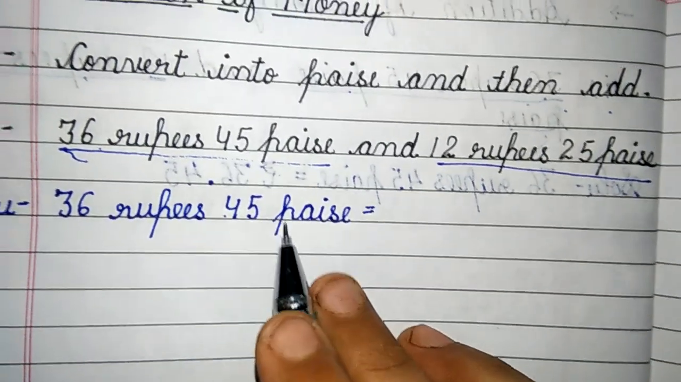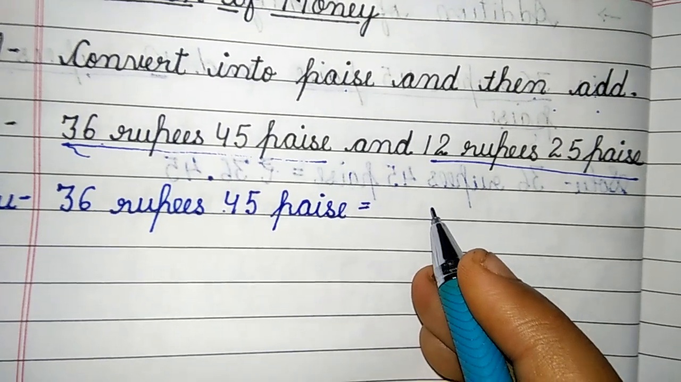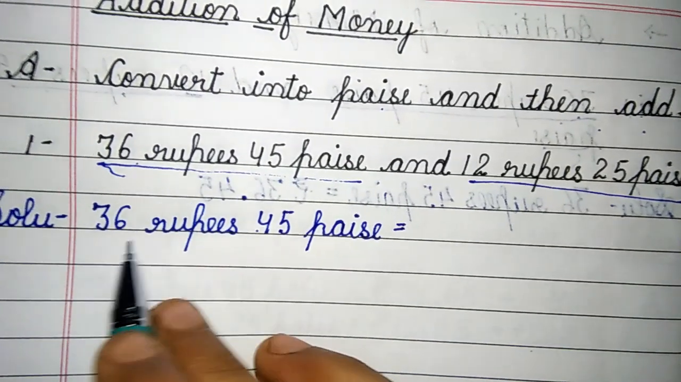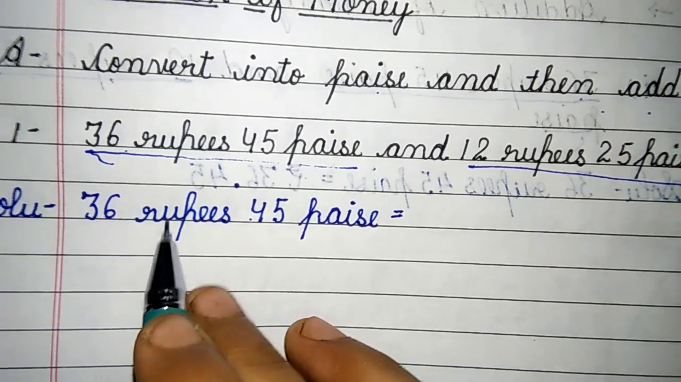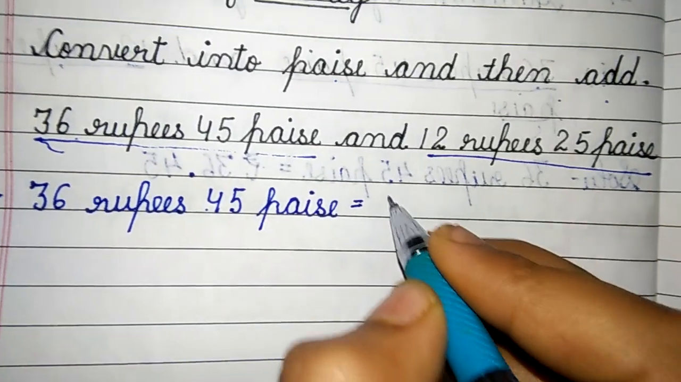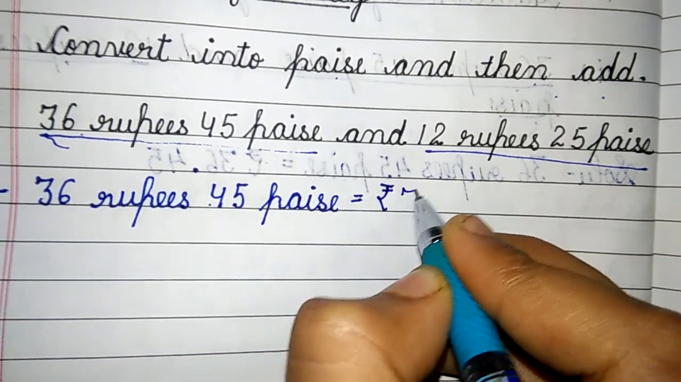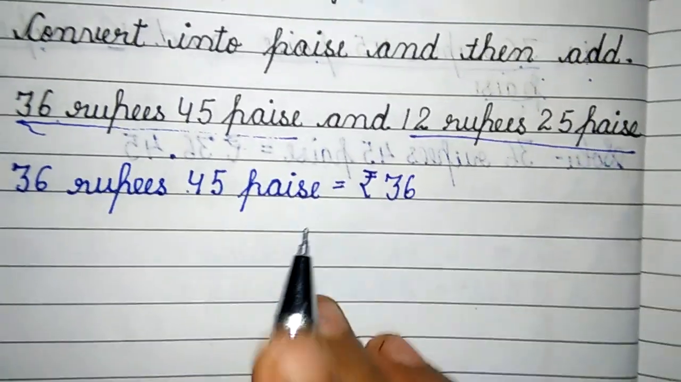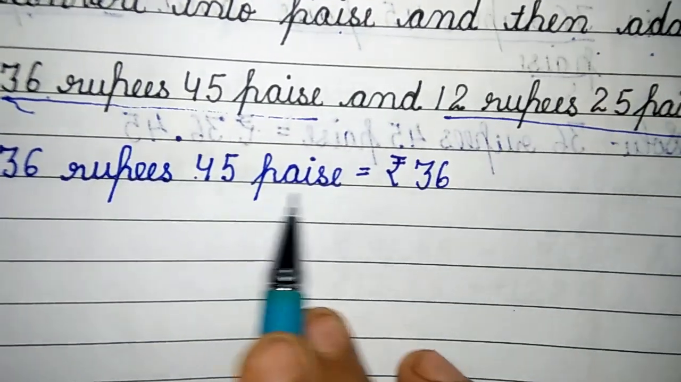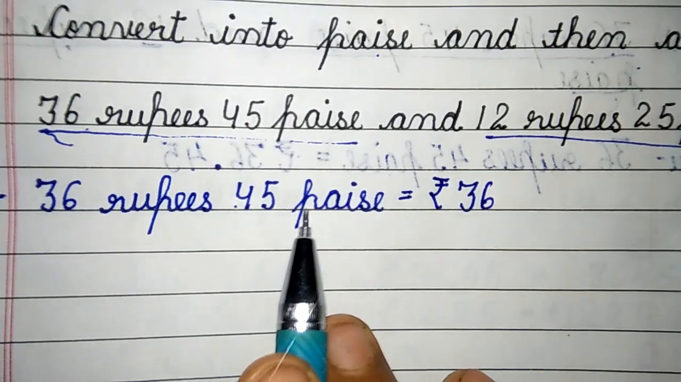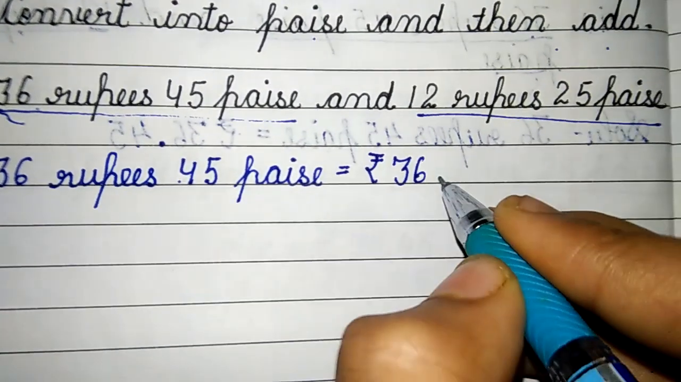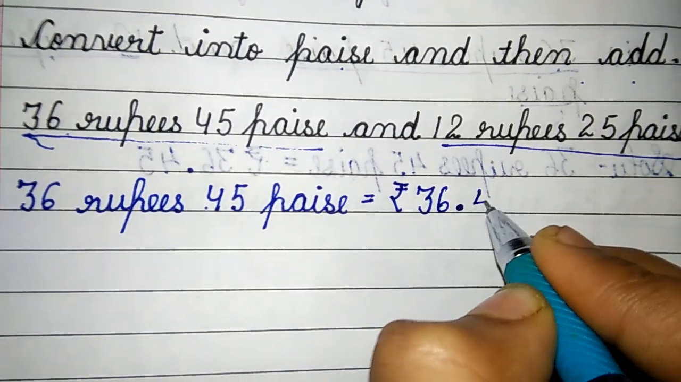Now we will write this in figures. So here it is 36 rupees. So we write the symbol of rupees 36. And how much is the paise? 45. So we'll put a dot here and write 45.